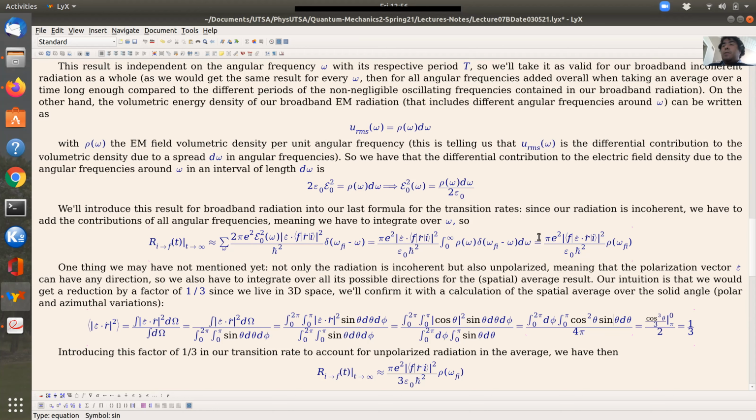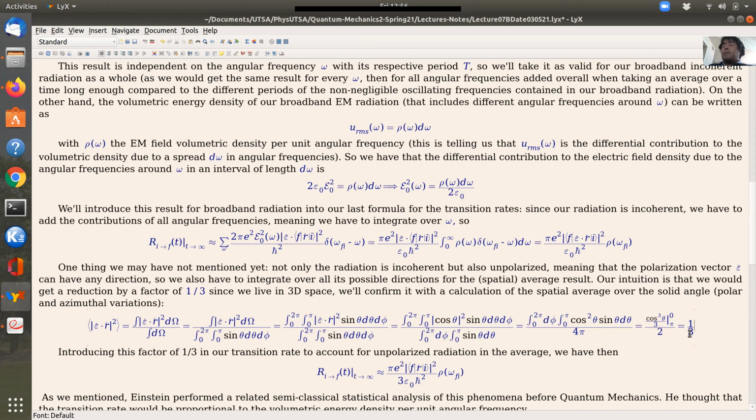And pretty much at this point, you can basically disregard this term as accounting for a factor of 1/3, just because you have different directions. So this is a coarse approximation, but it's valid in the sense that we're using incoherent radiation of different frequencies and different polarizations at this point.